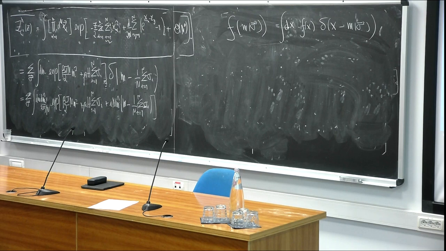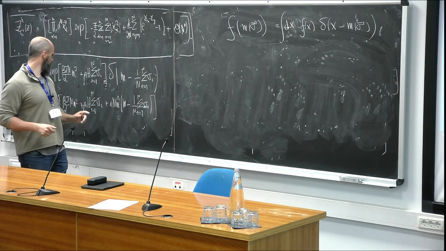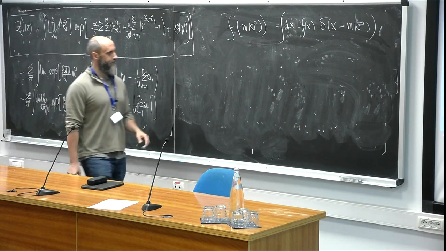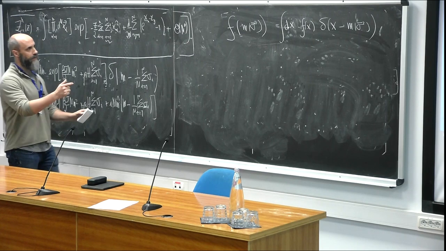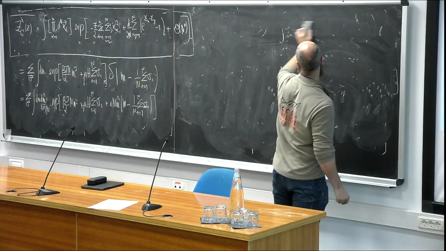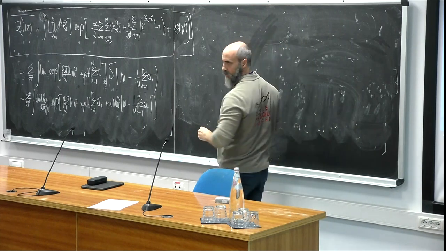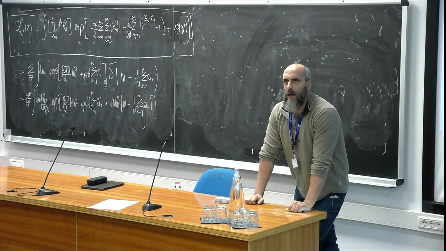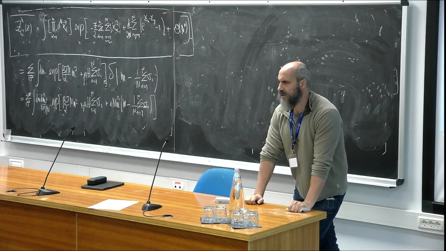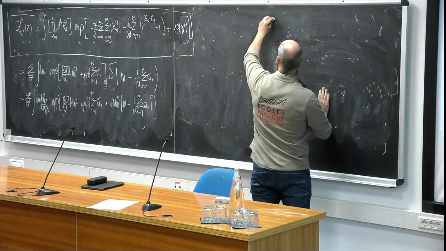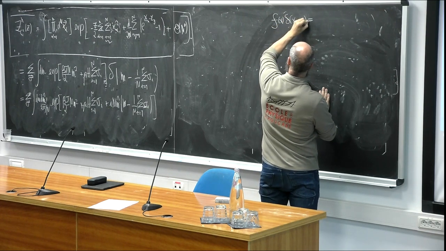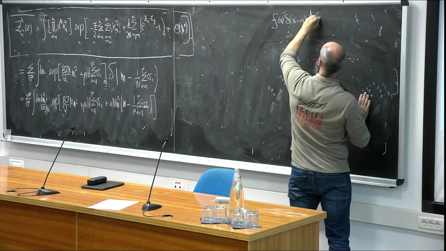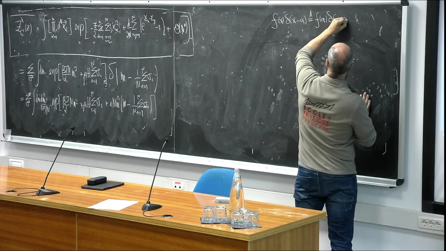Can you speak up? Can you do maybe more explicitly or give some more clues? If you want, I can do it more, one more step, if this will help. Yes. So let's do one more step. Let me do it there. So what we have is the following. I'm going to use the following property of the Dirac delta in the sense of distributions: a function f of x multiplied by Dirac delta of x minus a is equal, in the sense of distributions, to f of a times Dirac delta of x minus a. Right?